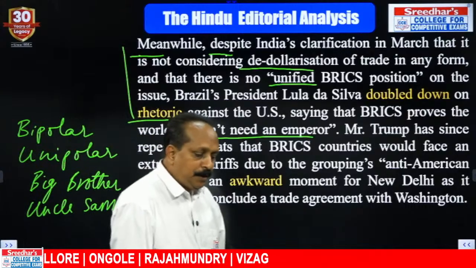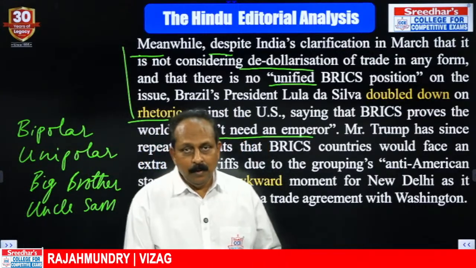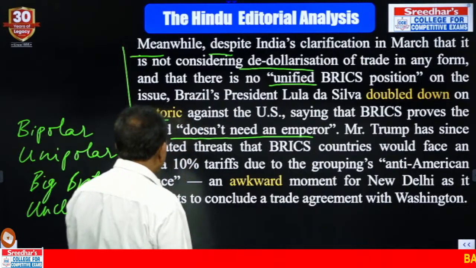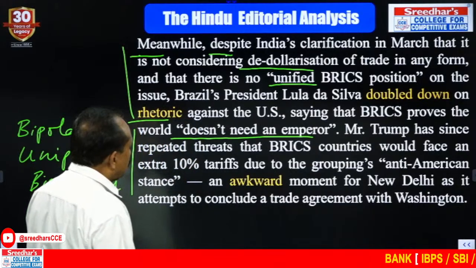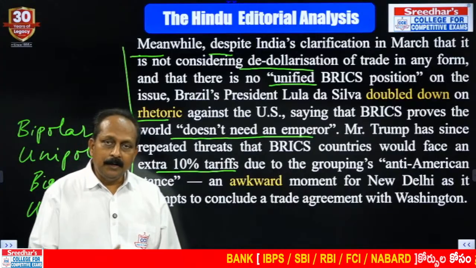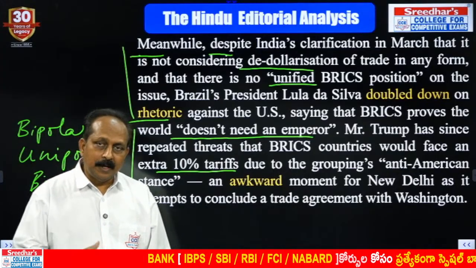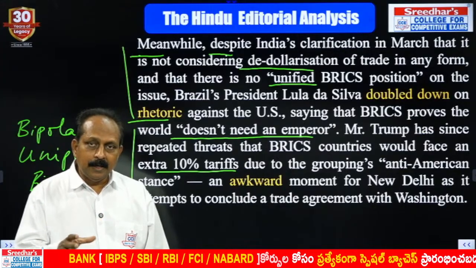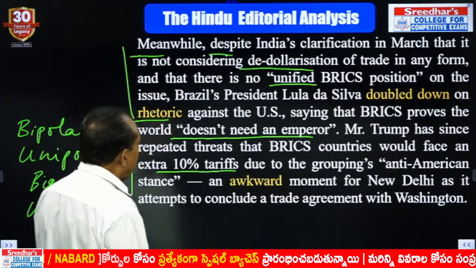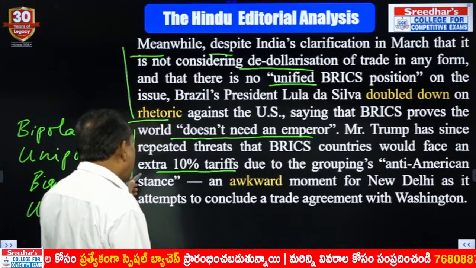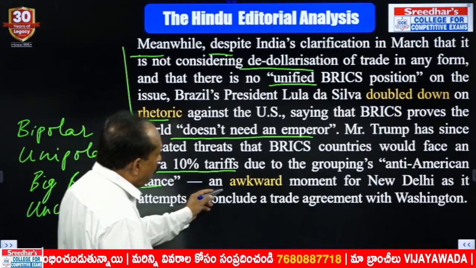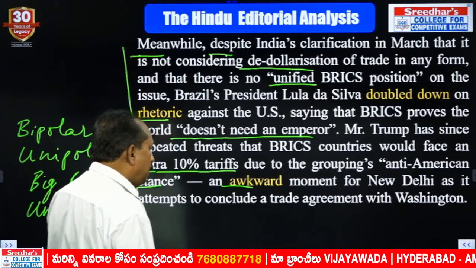Sorry about that. So which one is that? The USA. Here, the world does not need an emperor. Means the world does not need the US, the big brother. Mr. Trump has since repeated threats that BRICS countries would face an extra 10% tariffs. Trump is not happy because of the anti-American stand, and based on that, as a sort of retaliation, he said, if you take an anti-American stand, 10% tariffs are going to be imposed more than the regular. Mr. Trump has since repeated threats that BRICS countries would face extra 10% tariffs due to the grouping's anti-American stance. An awkward moment for New Delhi as it attempts to conclude a trade agreement with Washington.